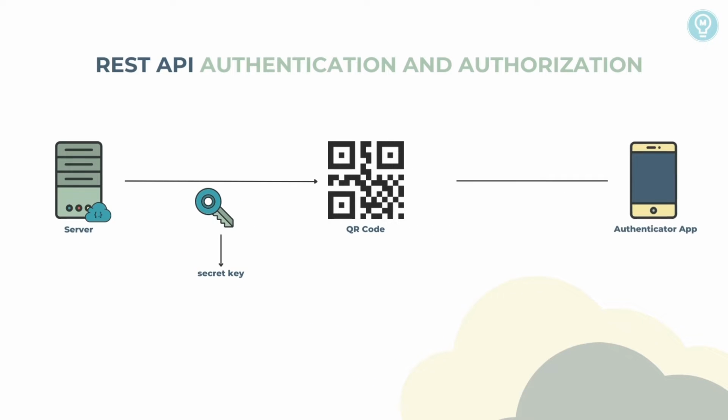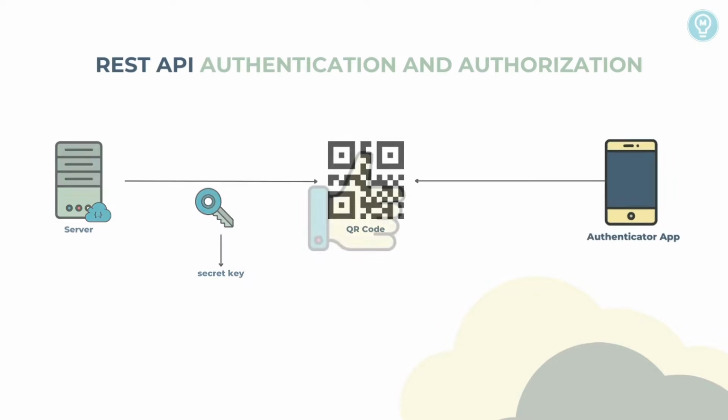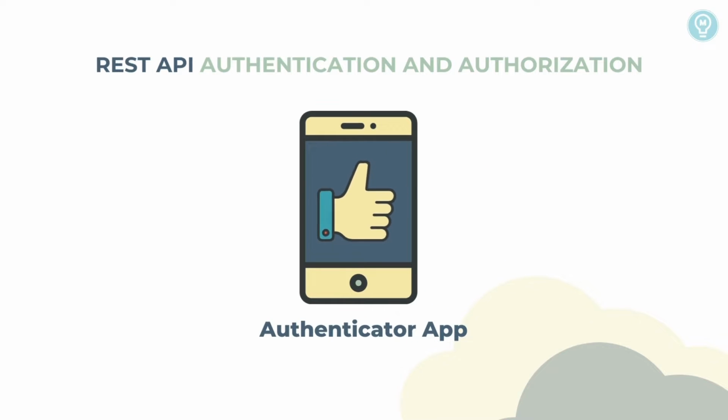And the authenticator app should read this QR code. If everything matches, the authenticator app is configured and ready to use.